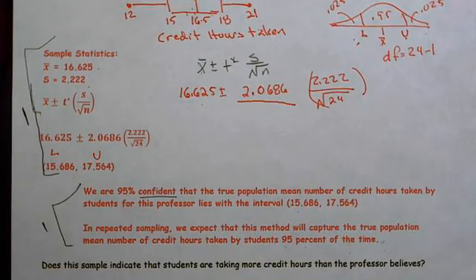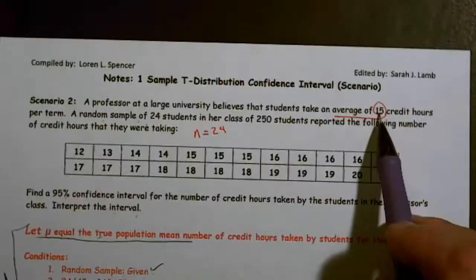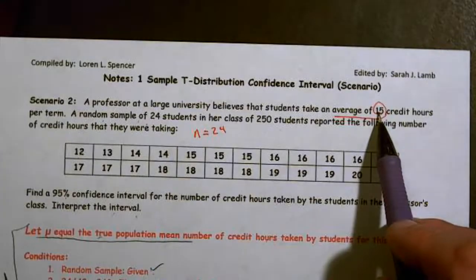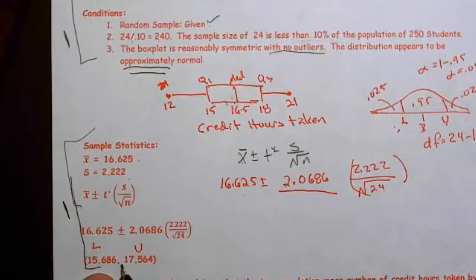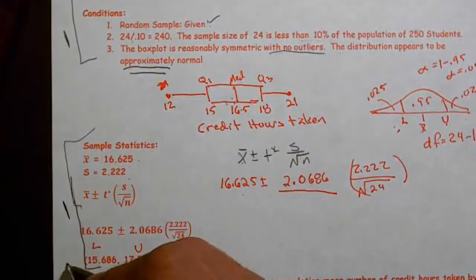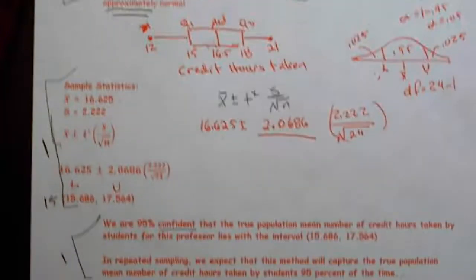So then we have this last statement. And this is usually how they come up with the fourth point. And it'll be something like this. Does this sample indicate that the students are taking more credit hours than the professor believes? Well, what did the professor believe? The professor believes that they're taking 15 hours. Okay. And I look at my interval, and 15 is below the interval. It's not contained in the interval.